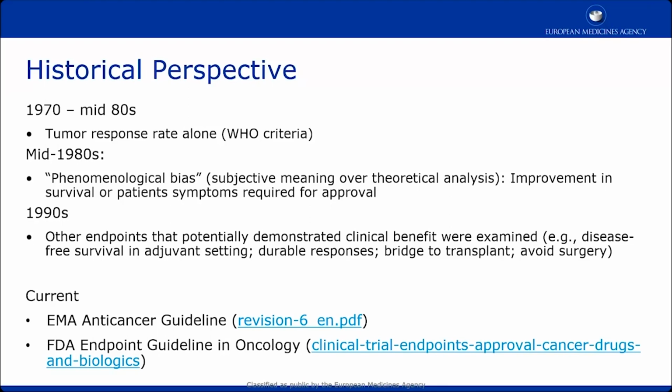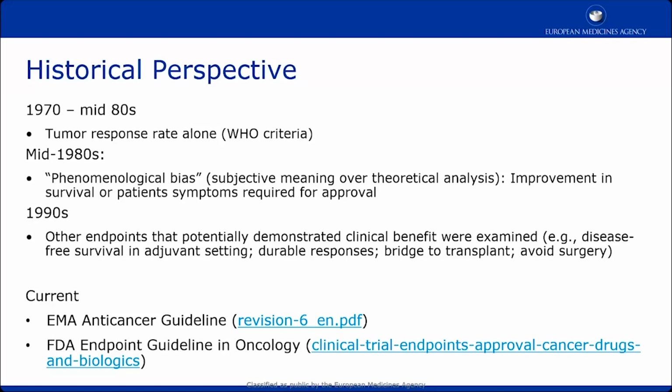Anyway, in the 90s, many more endpoints were introduced, like variations of the ones that we had, like disease-free survival, event-free survival, and so on. And also other types of endpoints like a bridge to transplant or avoiding surgery, invasive surgery, durable responses, etc. Now, the go-to documents are listed at the bottom of the slide. One is our anti-cancer guideline, and the other one is the FDA endpoint guideline in oncology. They're very similar, different in the level of detail and so on. There are some differences that I will highlight in a minute.